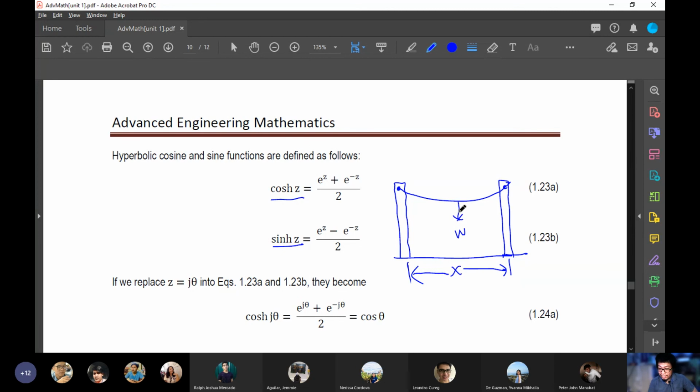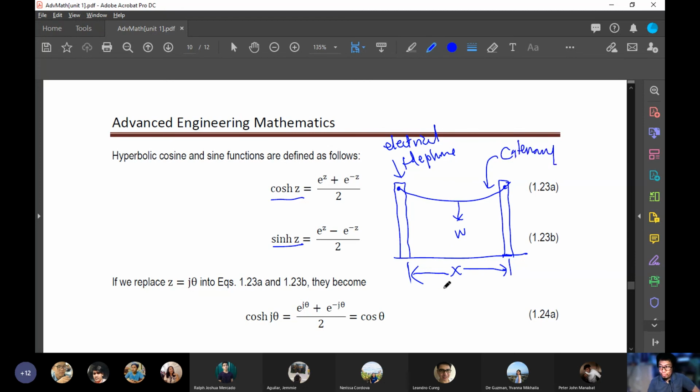Siguro nakikita niyo naman 'to lagi sa kalsada. You have two posts, and then you have a cable running in between the two posts. Say this cable is an electrical wire, o kaya pwede rin niyang telephone wire. And that is why that one has a profound application in our case, because naglalagay tayo ng cable for telephone wire. The equation governing this, we call this a catenary.